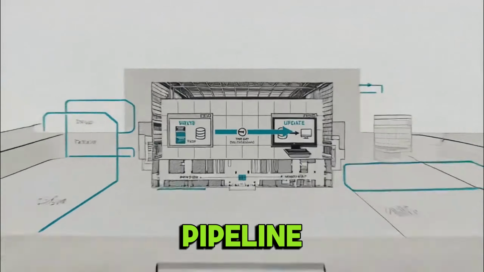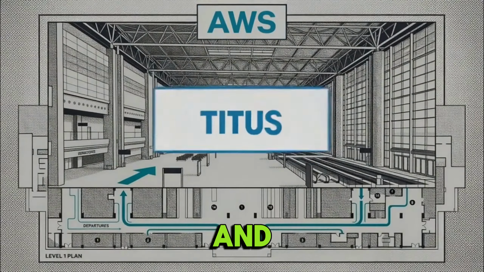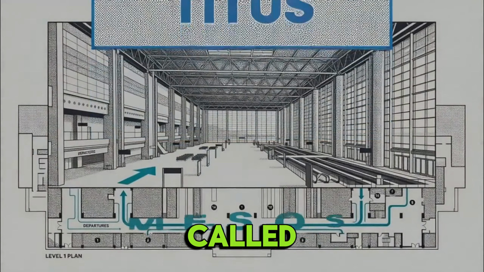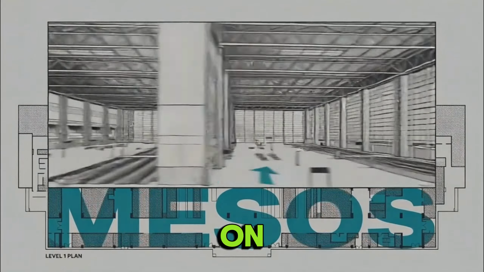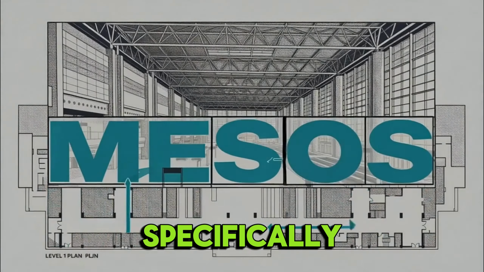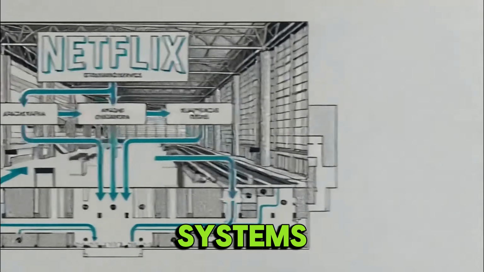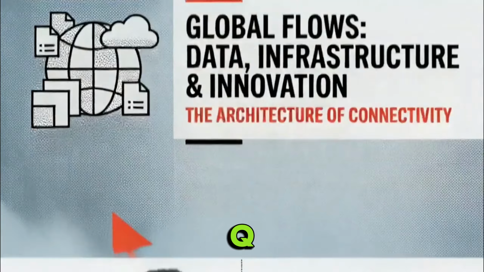The entire pipeline runs on AWS and is managed through Netflix's internal container orchestration platform called Titus. Titus is built on top of Apache Mesos and is specifically designed for the unique characteristics of Netflix's distributed systems workloads. Trade-offs and when not to use CQRS.